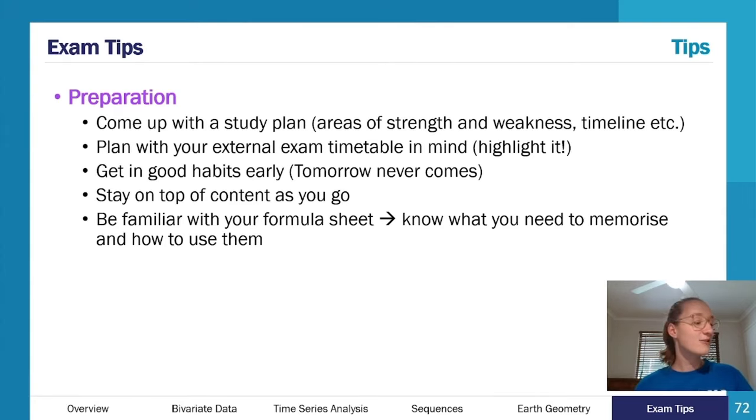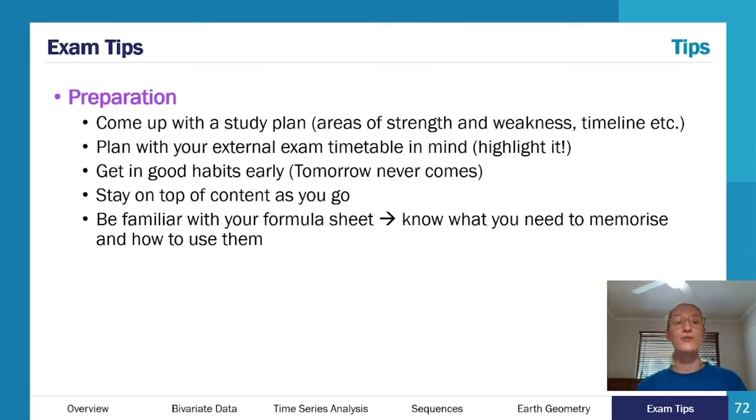In our last few minutes together, here are a few really brief exam tips for you. First one is preparing for externals in particular, or even your internal assessment. My tip for that is come up with a study plan, focus on your areas of weakness, identify where you need to spend more time, come up with a timeline. My second bit of advice is plan with your external exam timetable in mind. Once it's released, highlight it, take into account how your exams are spaced, because that's going to influence your study time.